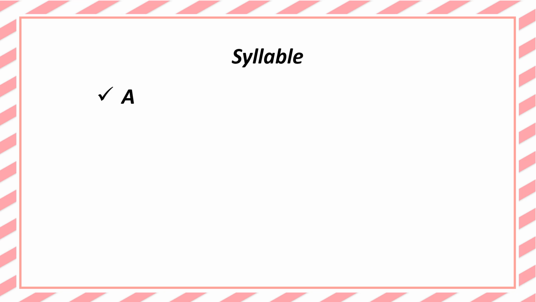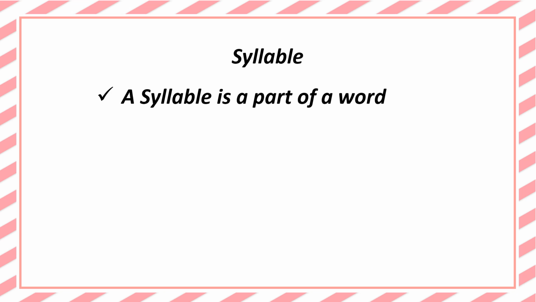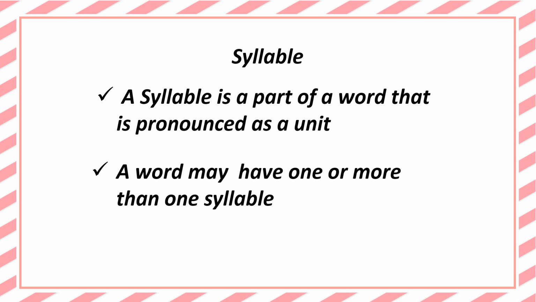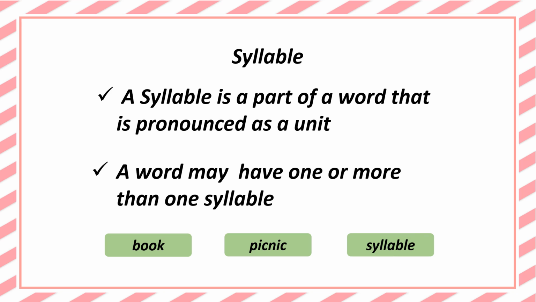Syllable. A syllable is a part of a word that is pronounced as a unit. A word may have one or more than one syllable. To find the number of syllables, the easiest way is to clap on each sound you produce. For example, book. We just had one sound and one clap. Pick, nick. Two syllables. See, lay, bull. Three syllables. Isn't it easy?